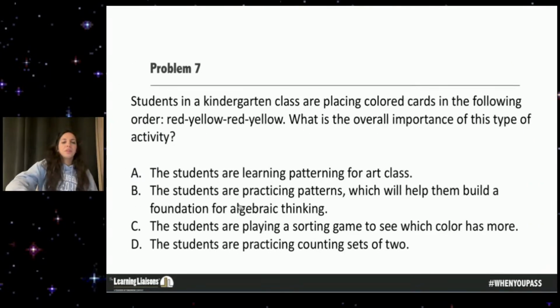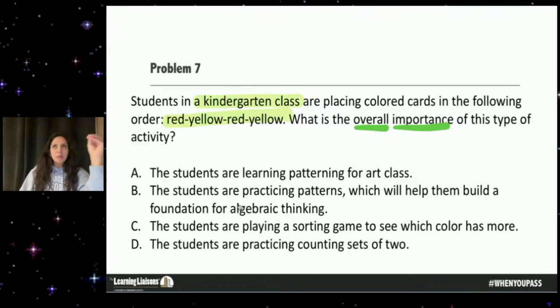All right. So we're in a kindergarten class. Let's keep that in mind, because that's going to give us perspective on the age of the student that we're working with. And they're doing patterning, red, yellow, red, yellow. What is the overall importance of this type of activity? They are not asking you for what's the importance of this activity today. They are not asking you what is the goal of this activity by the end of the week or even by the end of the year. They're asking for the overall importance.